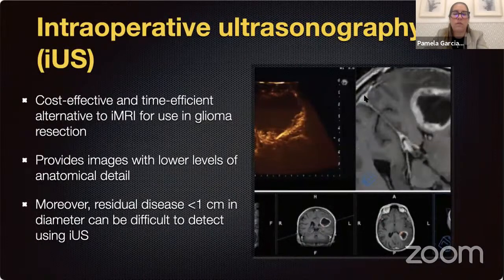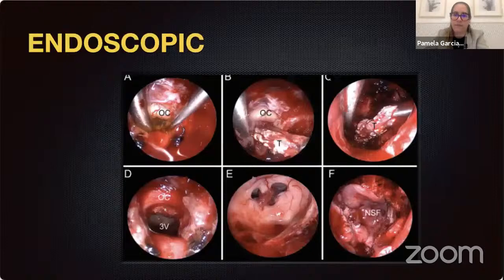Another tool that we use is intraoperative ultrasonography. It's a cost-effective and time-efficient alternative to intraoperative MRI for glioma resection. It provides images with lower levels of anatomical detail, and moreover, residual disease less than 1 centimeter in diameter can be difficult to detect using intraoperative ultrasonography. We use endoscopic technique to access gliomas of the optic pathway and third ventricle.